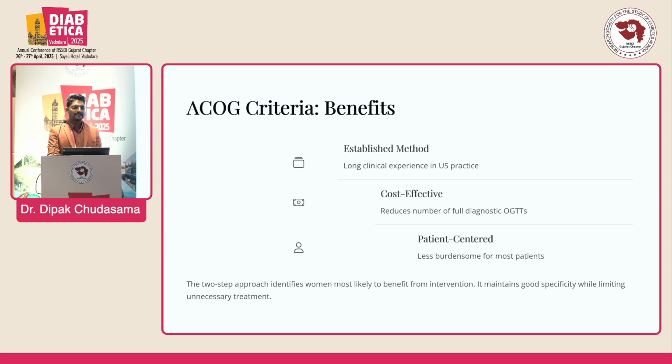What are the benefits? Established method, long clinical experience in US practice. Cost effectiveness, in that it reduces the number of full diagnostic oral glucose tests because you are cutting out almost half of the patients with the 50 gram glucose tolerance test. And it is patient centered. The two-step approach identifies women most likely to benefit from the intervention, and it maintains good specificity while limiting unnecessary treatment as well.